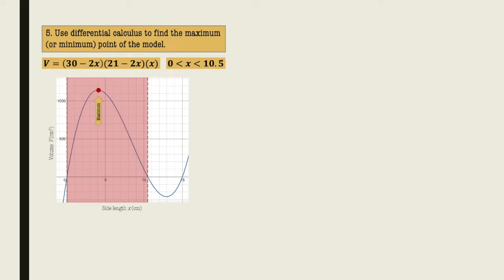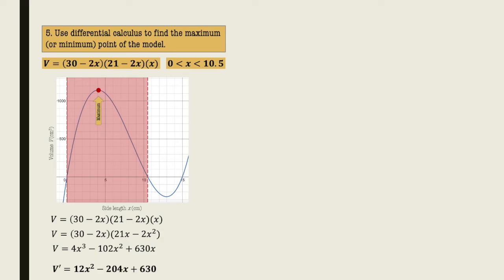To find a maximum volume without graphs, we will first have to find the derivative of this function. Although before that we must remove the brackets from our function, since we cannot find the derivative in this form. We do that and find that the derivative of our function is 12x squared minus 204x plus 630. Using this derivative, we must now find the maximum point.